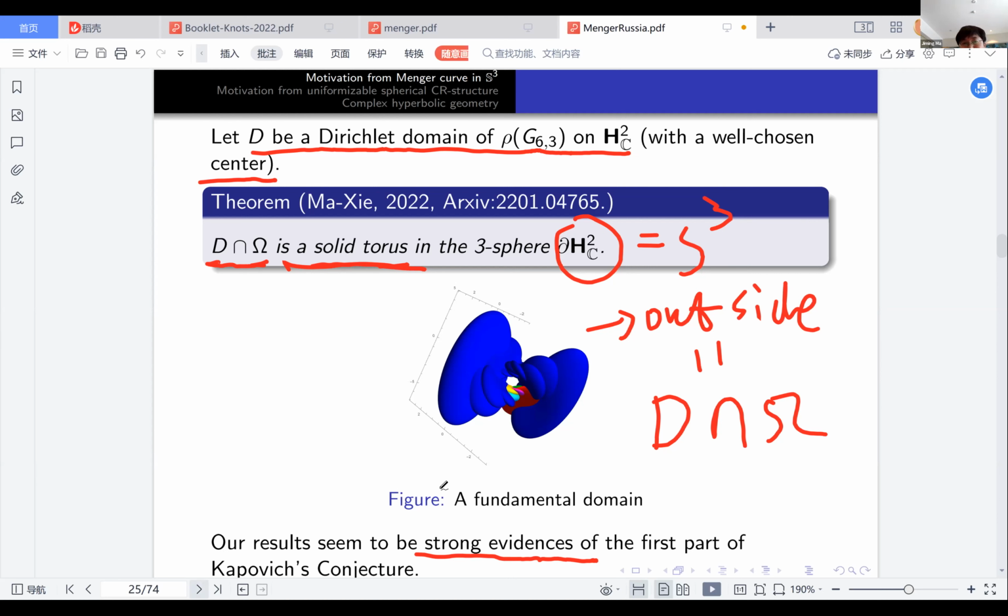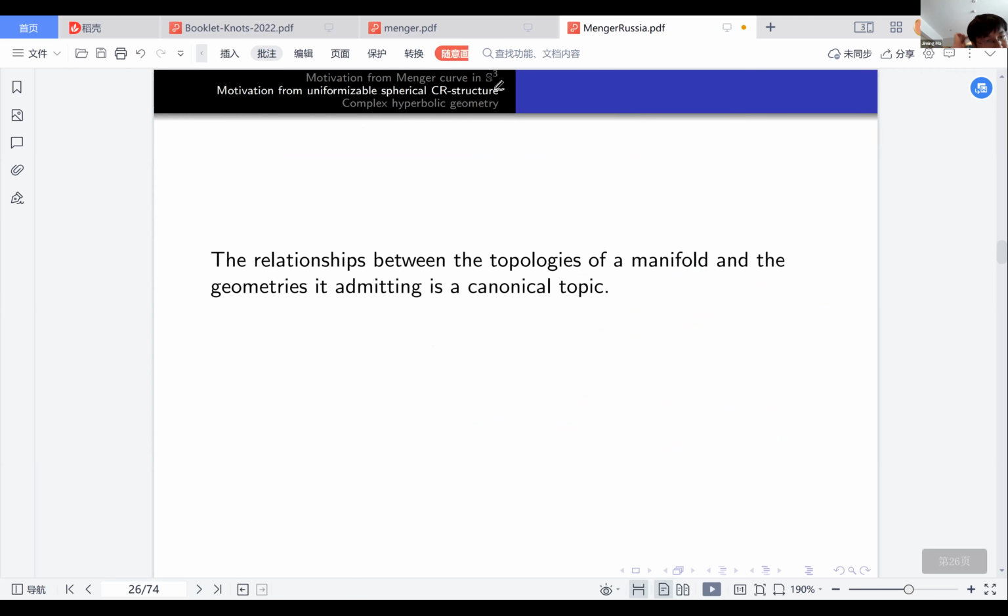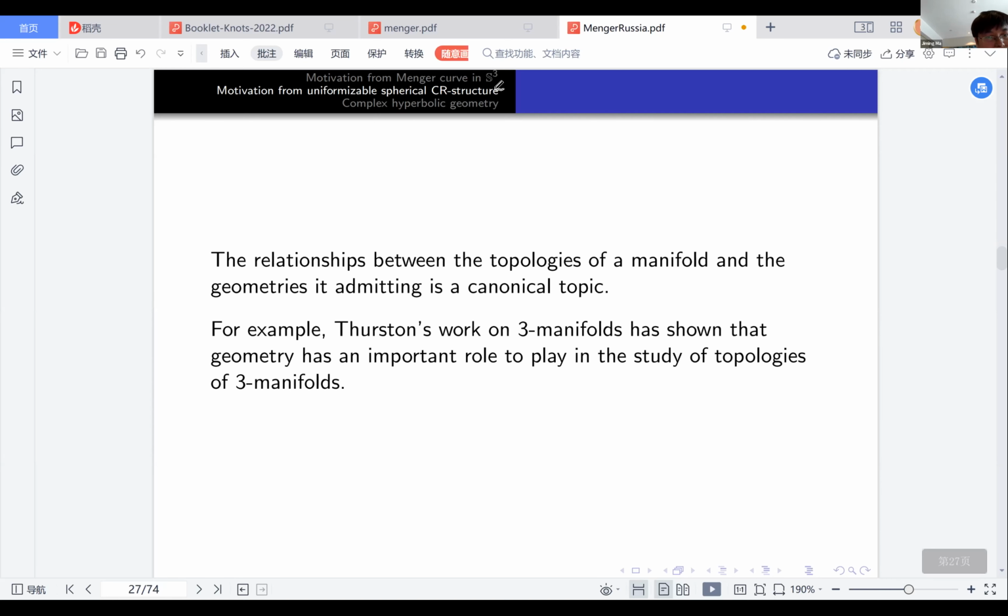So this is just the first part of my talk, and the second part is about uniformizable spherical CR structures on 3-manifolds. The relationship between the topology of a manifold and its geometry is a classical topic. For example, certain work on 3-manifolds has shown that geometry plays an important role in the study of the topology of 3-manifolds.